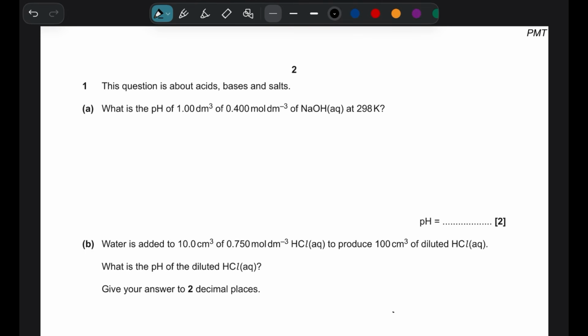Today we are working through OCR 2014 Chemistry Paper 3, the last of the lot, 70 marks. Let's get straight into it. Okay, so our question here, we're talking about acids, bases, and salts.